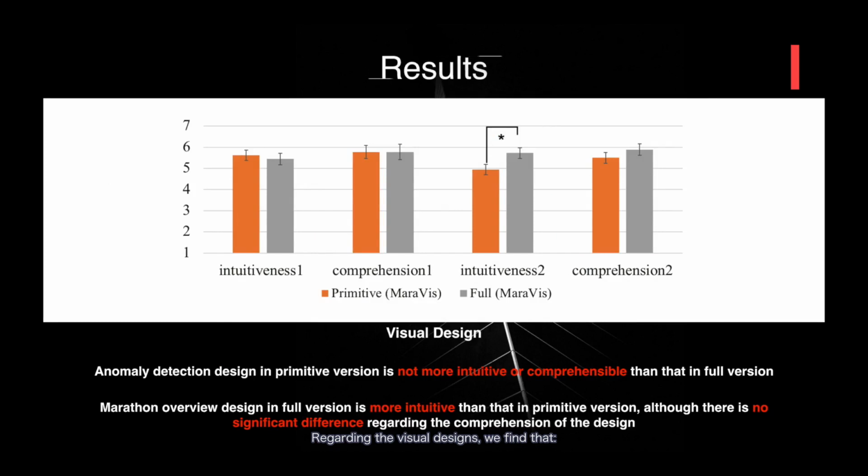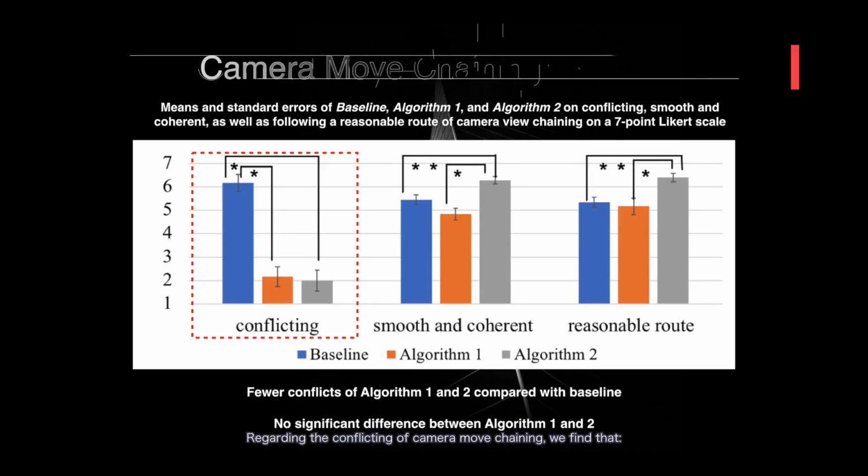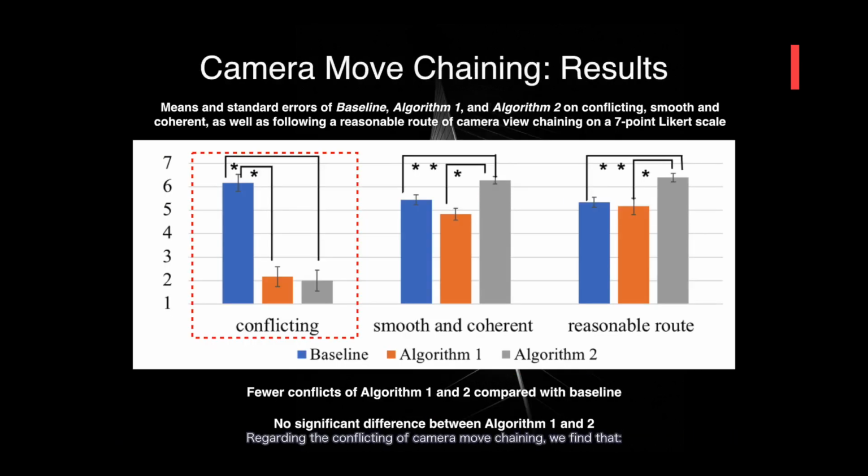Regarding the visual designs, we find that anomaly detection design in the first version is not more intuitive or comprehensible than the final version. And regarding the conflicts of the camera move training, we find fewer conflicts of algorithm 1 and 2 compared with the baseline, and no significant difference between algorithm 1 and 2.